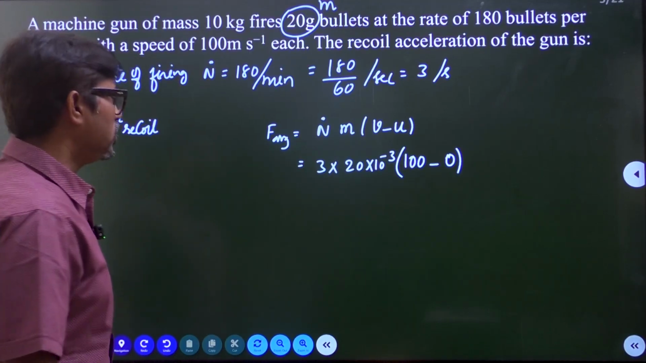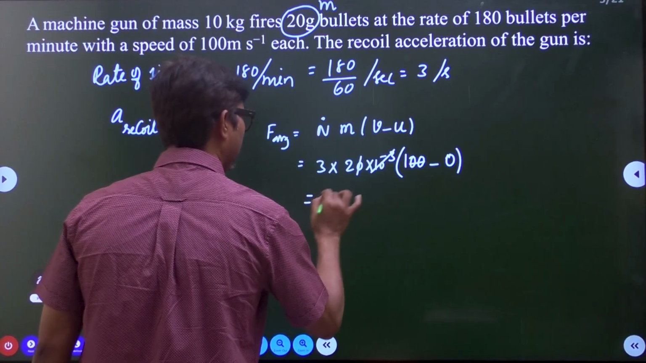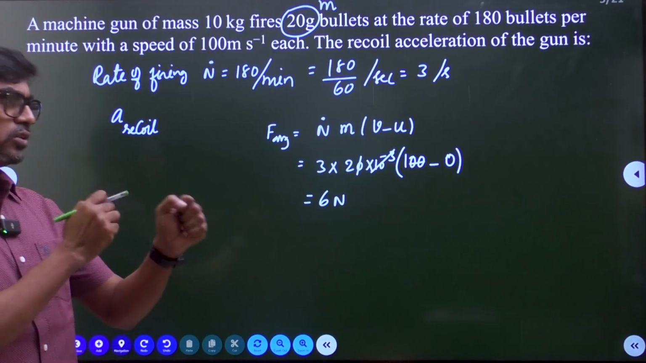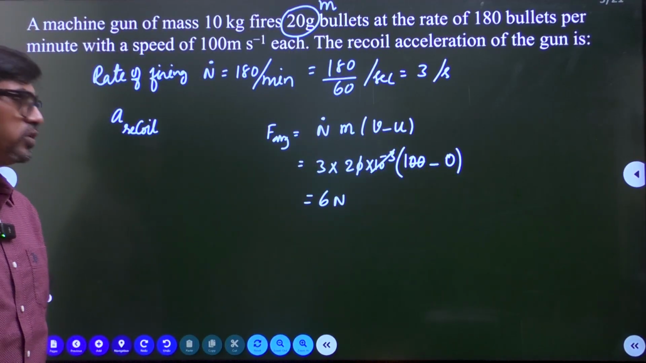So this is the force that would be acting. You see these 3 zeros get cancelled off with this. So you have 6 Newton force. On an average, the gun is firing with 6 Newton force on the bullets. Action and reaction: on the gun there is 6 Newton force in the backward direction.